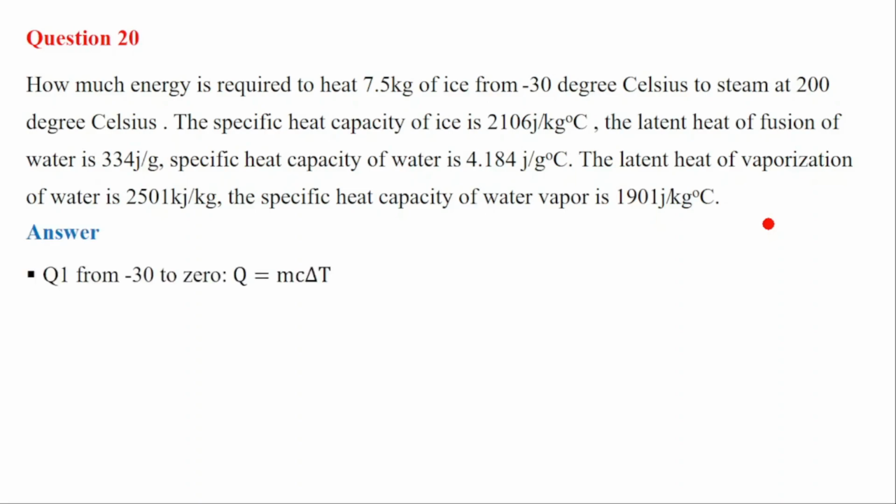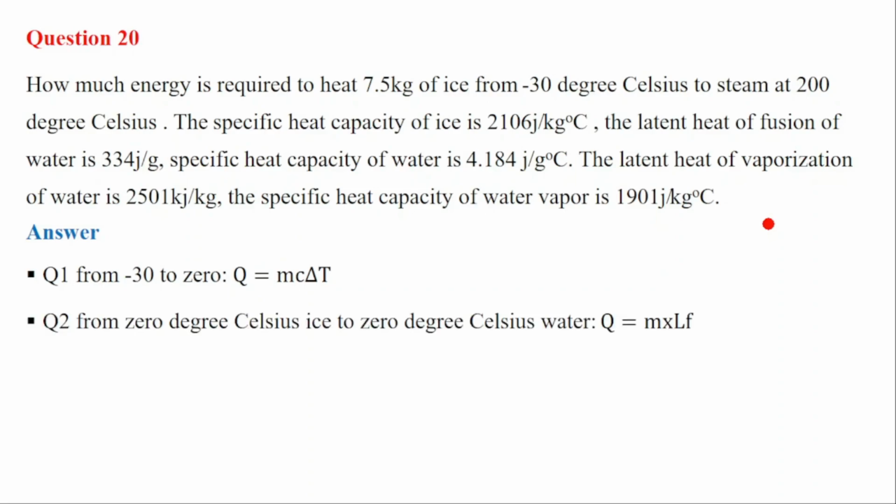So we are going to have the Q1, which is the heat required to move the ice from minus 30 to 0 ice. So that is equal to Q, which is equal to mass times C dt. Then we have also the second step, the Q2, from 0 degrees Celsius ice to 0 degrees Celsius water. Here we are changing the phase. We are moving from ice to liquid water. So Q will be equal to mass times the latent heat of fusion.